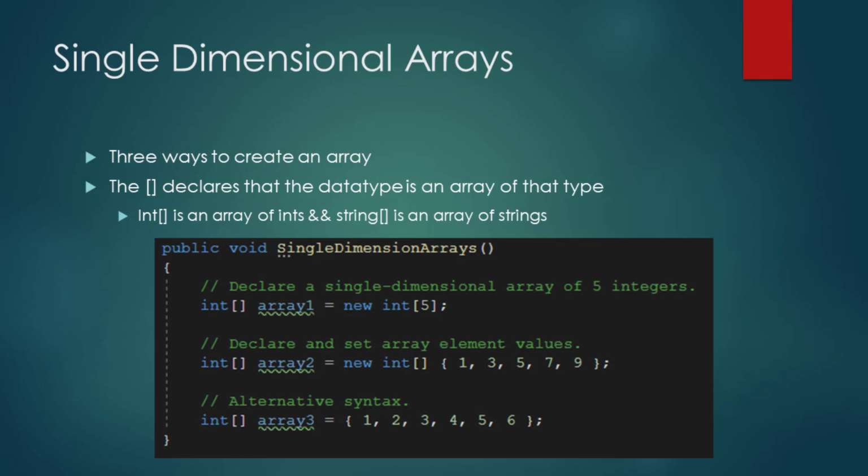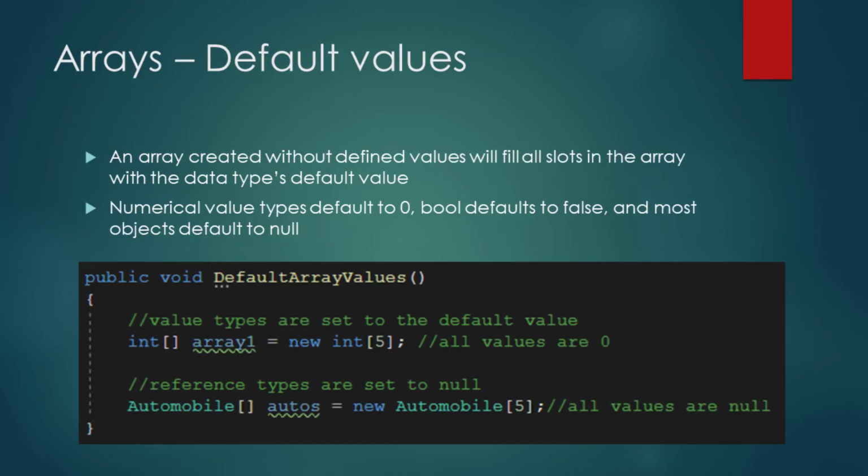We can also shorten the array2 syntax by simply assigning the variable to the set of data, like how array3 is assigned as an array. If you don't specify the values being held in the array, the values are set to the default for the type. In this case, the int default is 0, so array1 holds 5 variables that are each set to 0. However, if the array were holding any reference type, like automobiles, that array would hold 5 null values, because reference types default to null.